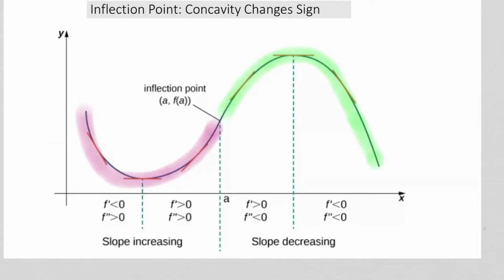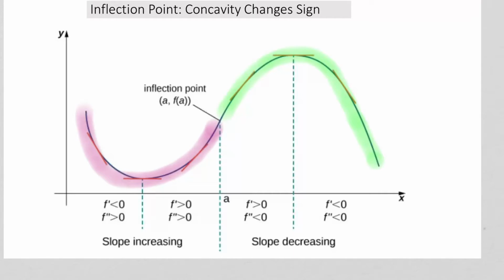So looking at this graph, this pink section right here is shaped like a smile. This is concave upward. This green section is shaped like a frown. This is concave downward. Right here it switches from concave upward to concave downward. We call this the inflection point. So when the second derivative switches signs, it instantaneously will have a value of 0. So we solve for our inflection points by setting the second derivative equal to 0 and finding those x values where the second derivative is 0. Those are your inflection points.